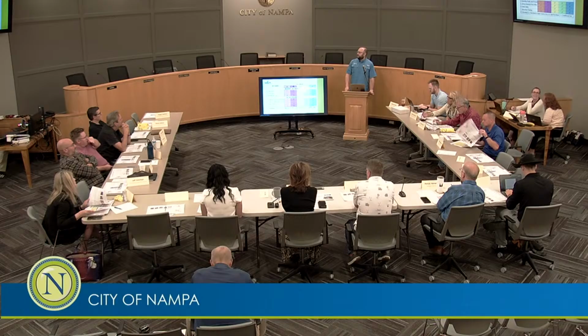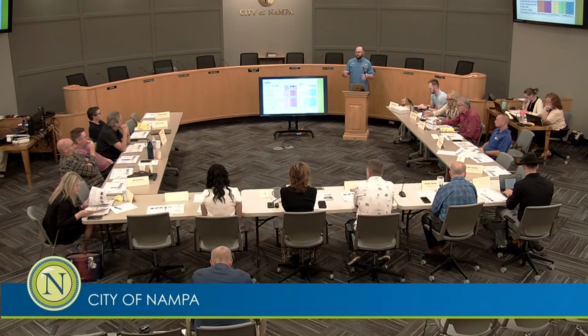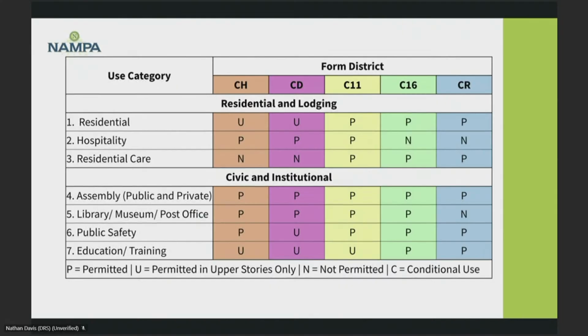Upper floor only in the CD district, and then permitted in C11, C16, and CR for residential on the first floor. So again, we're preserving the core, keeping retail and commercial on the first floor, but allowing for residential above. And as you go out, we're allowing residential on the first floor as you get towards neighborhoods, because that's what is already there. So we took the idea of having a historic core and then buffering it and matching it until you get to the neighboring land uses in the next districts over.